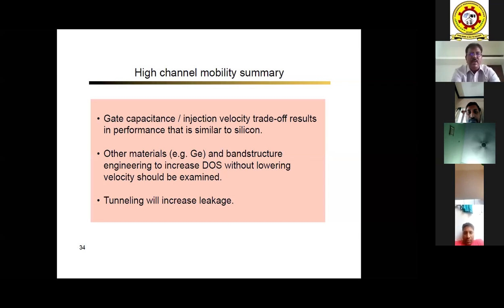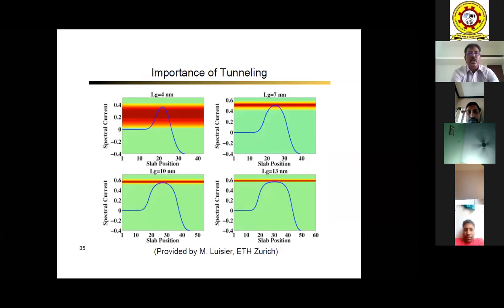Then tunneling will increase leakage. This is the tunneling we are now talking about, the tunneling to the gate. So the gate tunneling is always a leakage. Band-to-band tunneling is required. The importance of band-to-band tunneling is shown here, when the gate length is 4 nanometer, 7 nanometer with respect to different technology nodes, 10 nanometer, and here 13 nanometer, and so on. And this tunneling we will see in more detail when it comes to TFETs, okay?